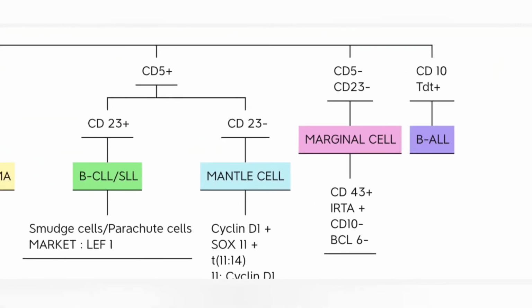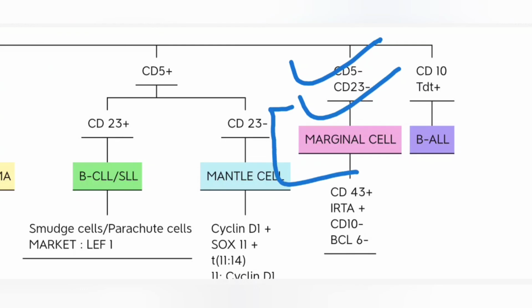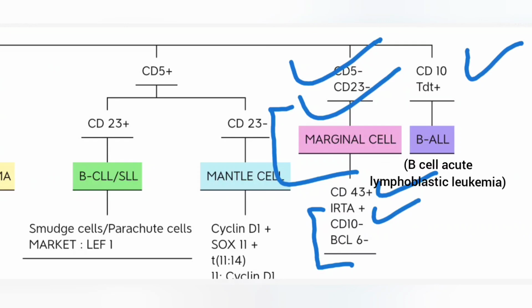Then we have the next one, which is CD5 negative and CD23 negative, which will be marginal zone lymphomas, and they are CD43 positive, IRTA positive, and they are negative for the germinal center markers, that is CD10 negative and BCL6 negative. Then we can have CD10 and TdT positive, that are B cell acute lymphocytic leukemias.